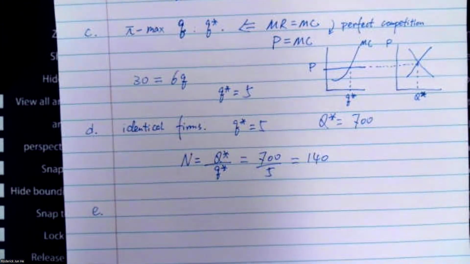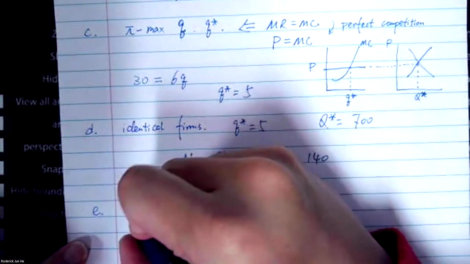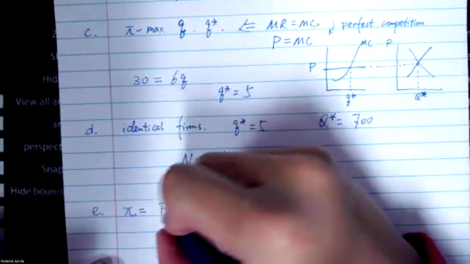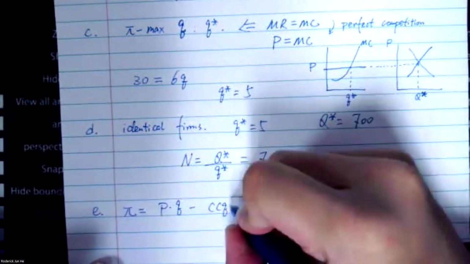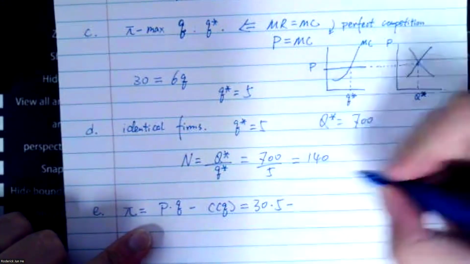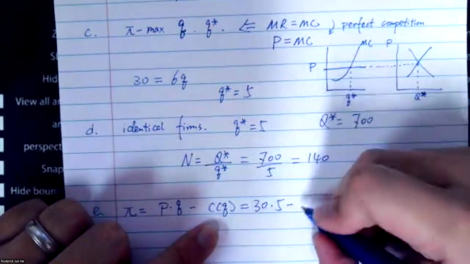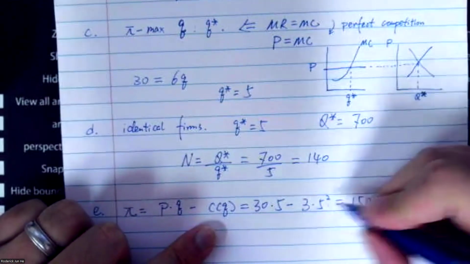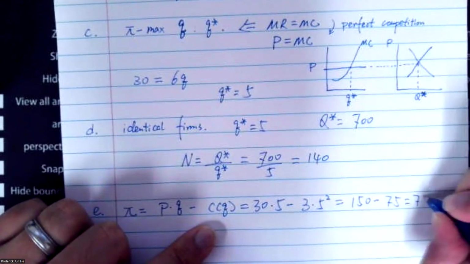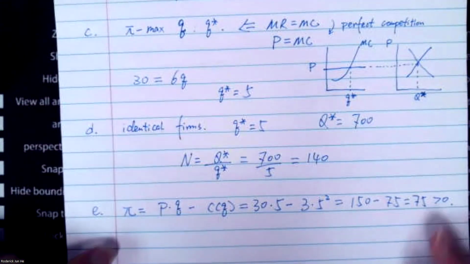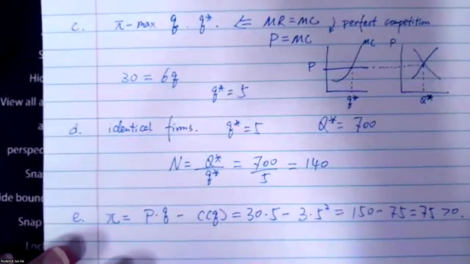That's D. And the last question, to determine whether it is a long run or short run scenario, what should we do? In this case, we should calculate the profit. Profit is P times q minus C of q. So that is 30 times 5 minus 3 times 5 squared, which is 150 minus 75, which is 75. That is greater than 0. So in this case, the profit is greater than 0, which tells you it is a short run scenario.